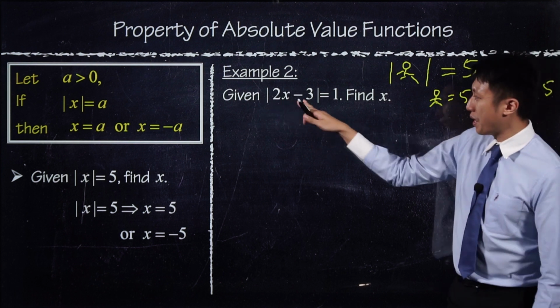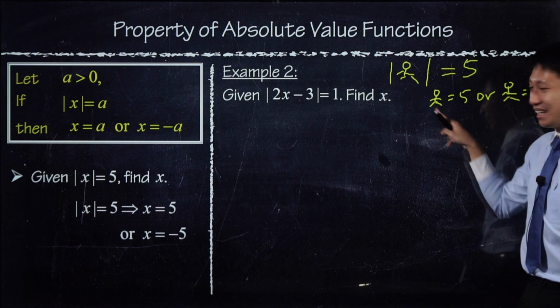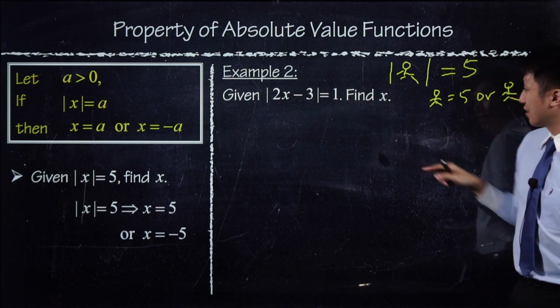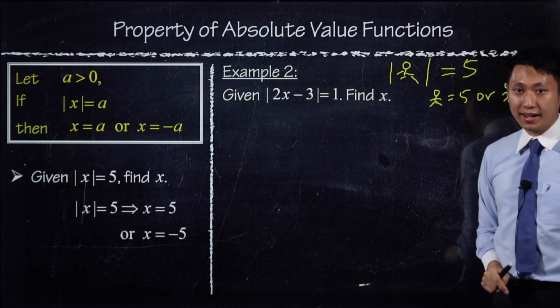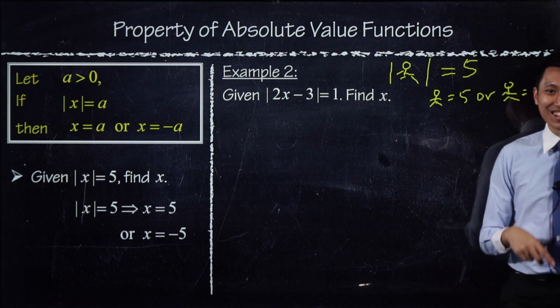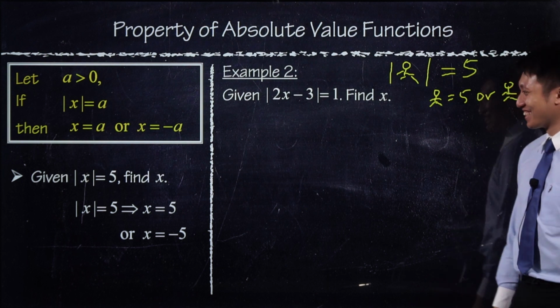So now you have 2x minus 3, what do you do? You just take 2x minus 3 as whatever is inside. So 2x minus 3 is equal to 1, or 2x minus 3 is equal to negative 1. I'm just telling you, you're not supposed to draw this one in your exam. Your teacher will be like, what are you doing? You must be doing nonsense.